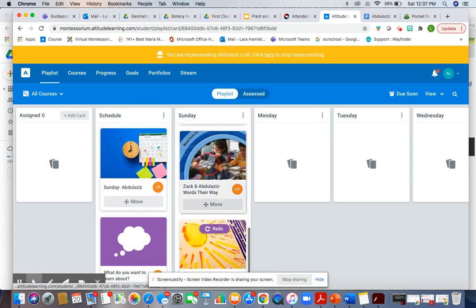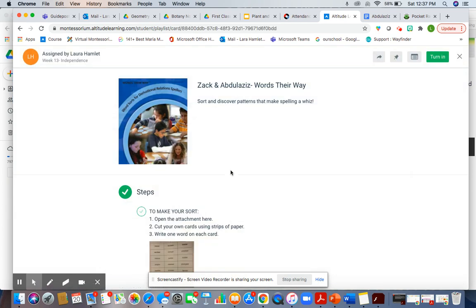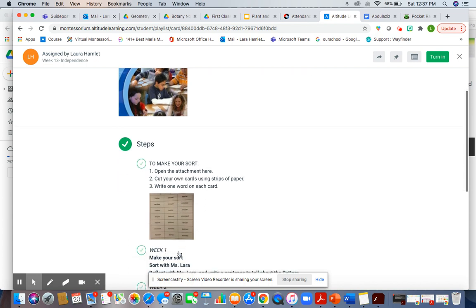Your Words Their Way work is a work that you'll be doing with Zach. The Words Their Way work is where we'll work on our vocabulary, beginning with looking at suffixes as part of our vocabulary root words. The only step you'll do on Sunday is to check off making your own sort.